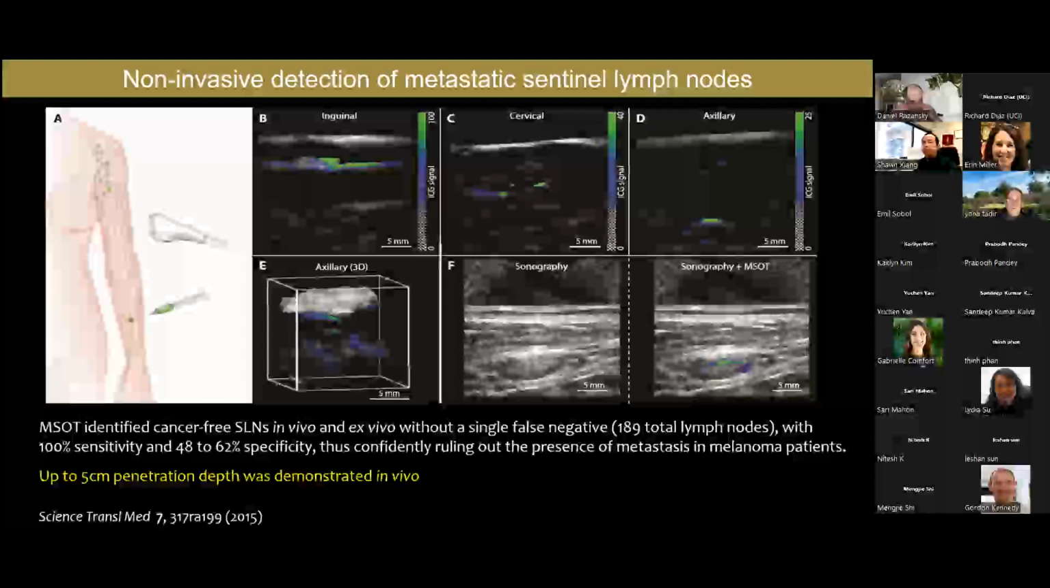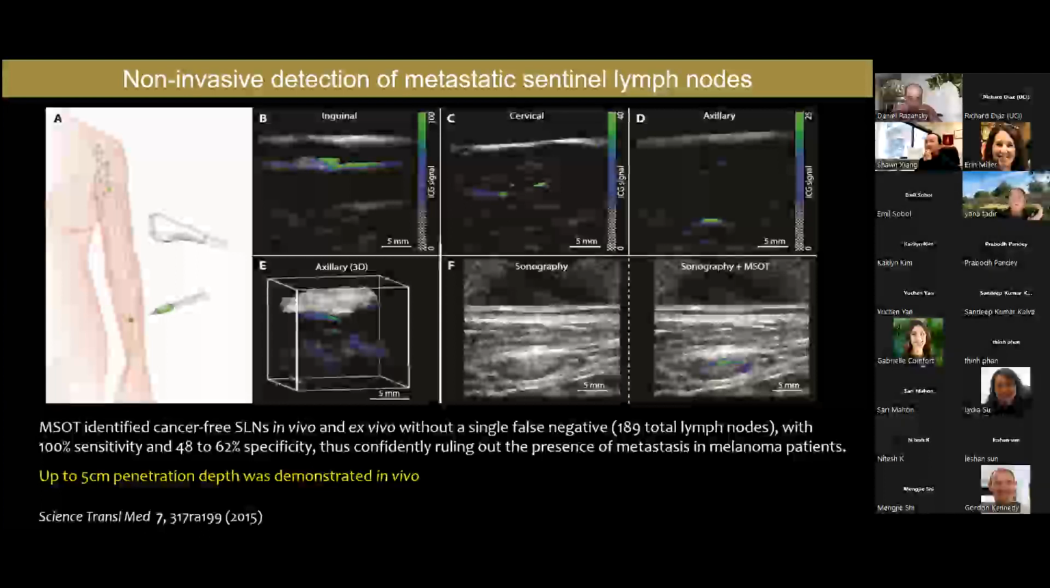So in this study, they showed that MSOT could identify cancer-free sentinel lymph nodes in vivo without a single false negative. So basically, they scanned 189 lymph nodes. Without a single false negative means 100% sensitivity.